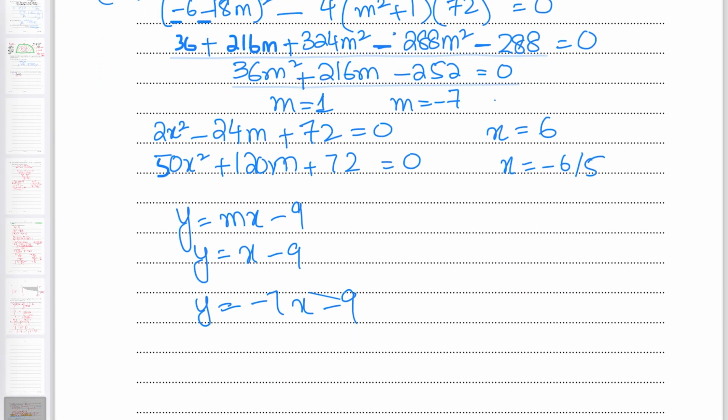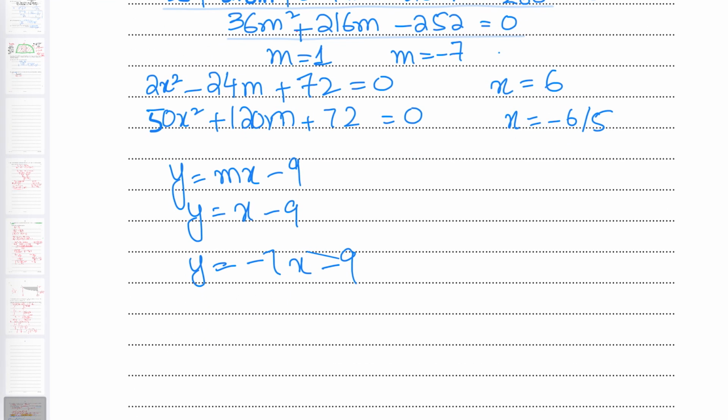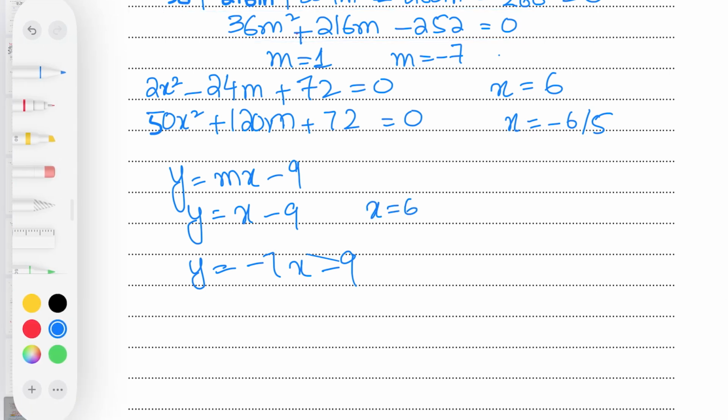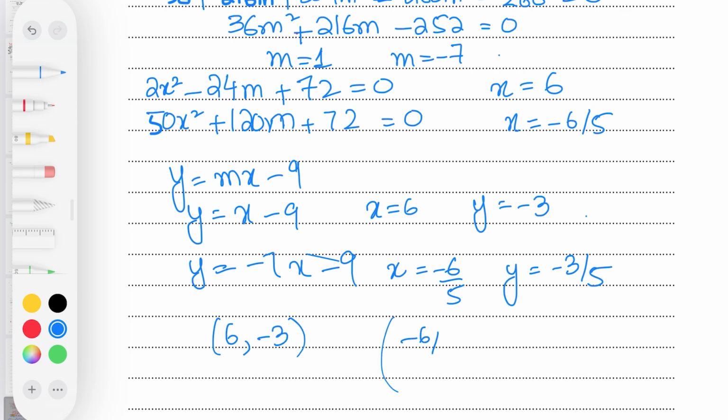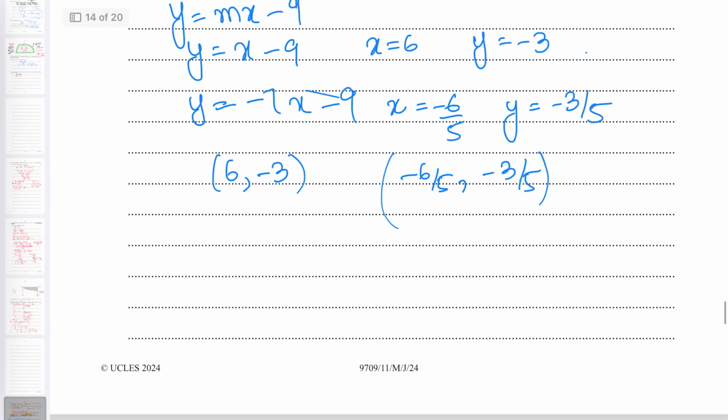6 minus 9 will give me a minus 3. When x equals 6, y equals minus 3. When x equals minus 6 upon 5, so these are the coordinates where the tangent touches the circle. Now, let's move on to the last question.